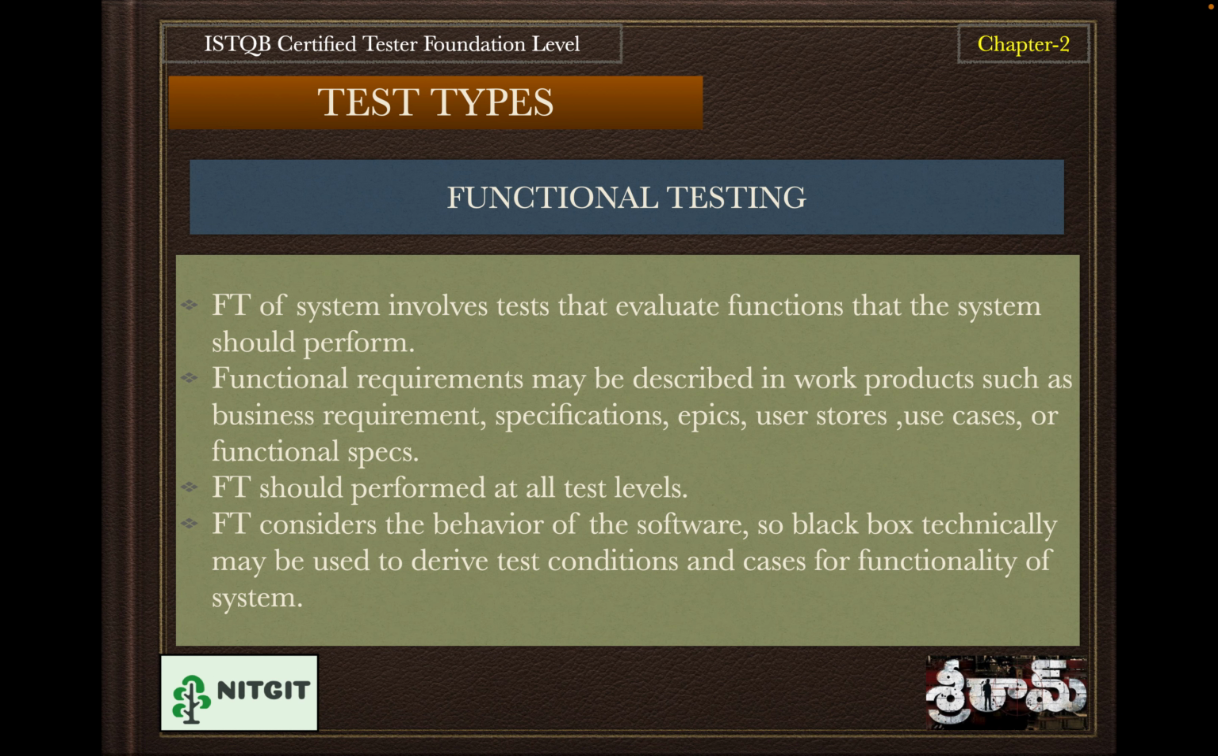So, functional testing. Functional testing of a system involves tests that evaluate functions that the system should perform. Functional requirements may be described in work products such as business requirements, specifications, epics, user stories, use cases, or functional specs. Functional testing should be performed at all test levels. Functional tests consider the behavior of the software, so black box techniques may be used to derive test conditions and test cases for the functionality of the system.